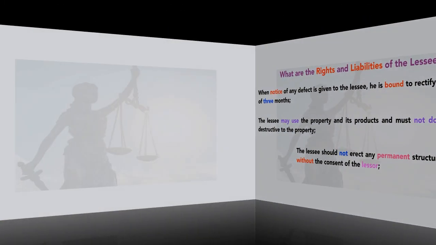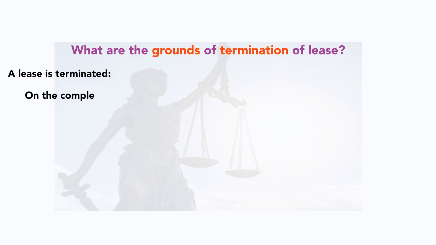Now the next point is, what are the grounds of termination of lease? So once a lease is made, it's not that it cannot be terminated, it can be. So let's check out what those grounds are. The first ground is completion of the fixed period. Say a lease is made for 2 years. So after 2 years, automatically it is going to be terminated.